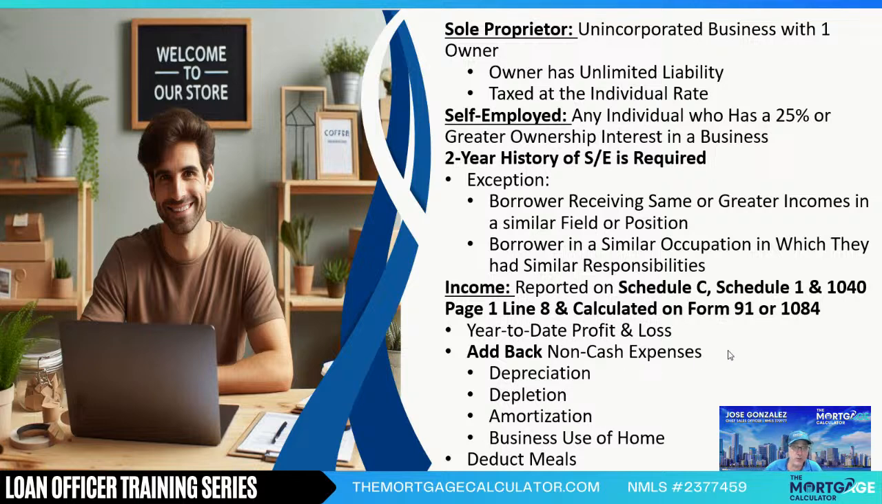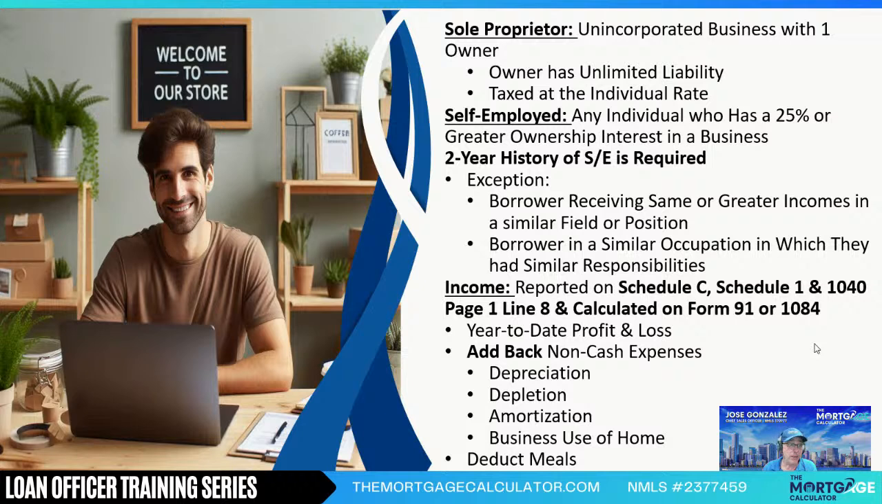So getting back to today's lesson, we've already covered that you're going to use either Form 91 or 1084. There's not going to be much of a difference when you're calculating a Schedule C, just that if you're going to turn in an income calculation worksheet with your file to submit to underwriting and it's a Freddie Mac loan, you want to make sure you have it on the Form 91. And if it's a Fannie Mae loan, you want to make sure you have it on the Form 1084 because that's what the underwriter will be looking for.